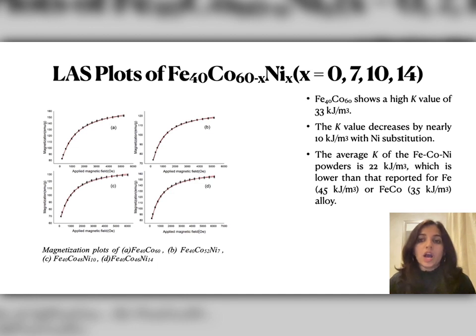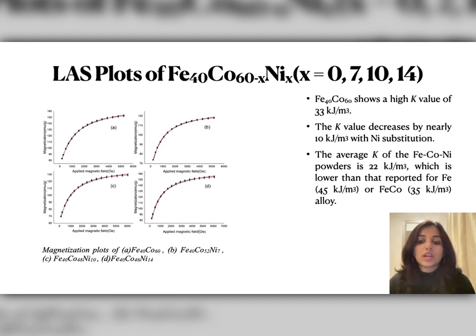This figure shows how well the experimental MH curves fit with the law of approach to saturation for all the samples. The cobalt-rich iron cobalt shows a high K value of 33 kJ per meter cube, which may arise due to the intrinsic anisotropy of the iron cobalt system and other anisotropies such as interfacial and stress anisotropy. The K value decreases with nickel substitution, nearly around 10 kJ per meter cube. The presence of amorphous phase may also facilitate the soft magnetic nature, which results in the averaging of magnetic anisotropies.